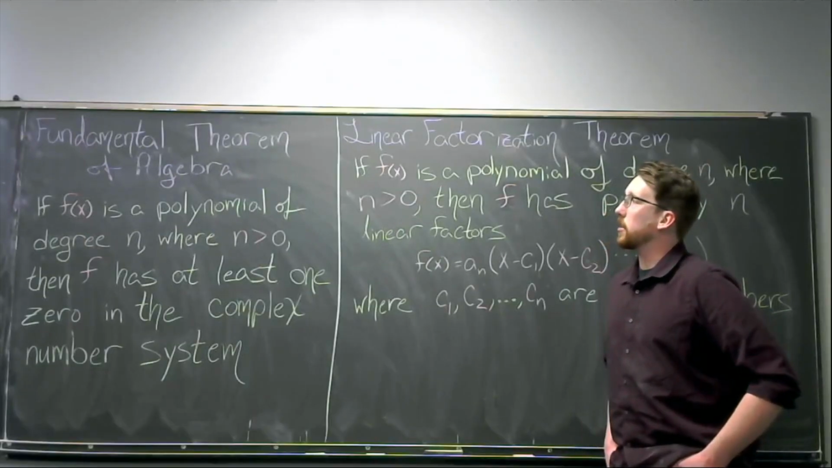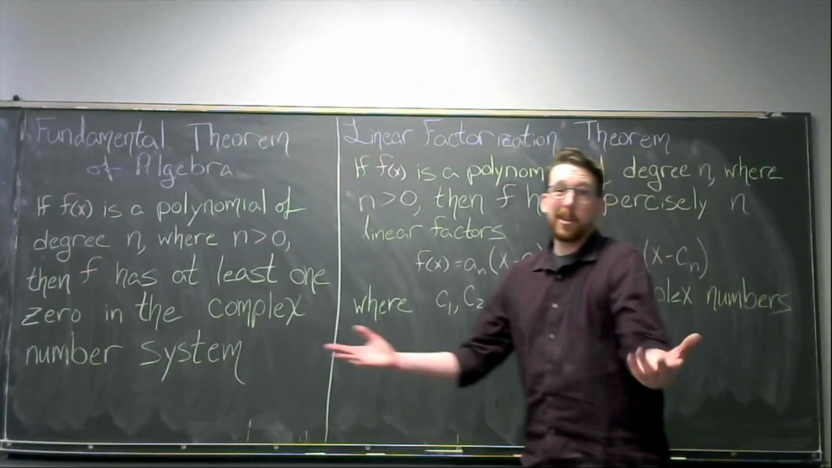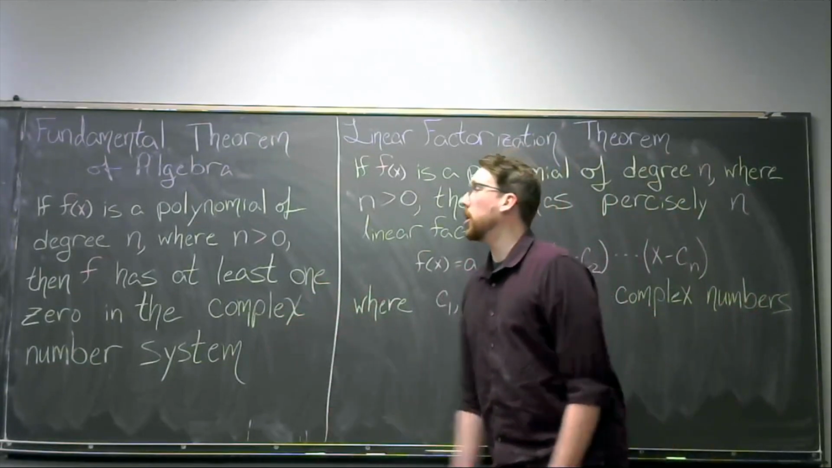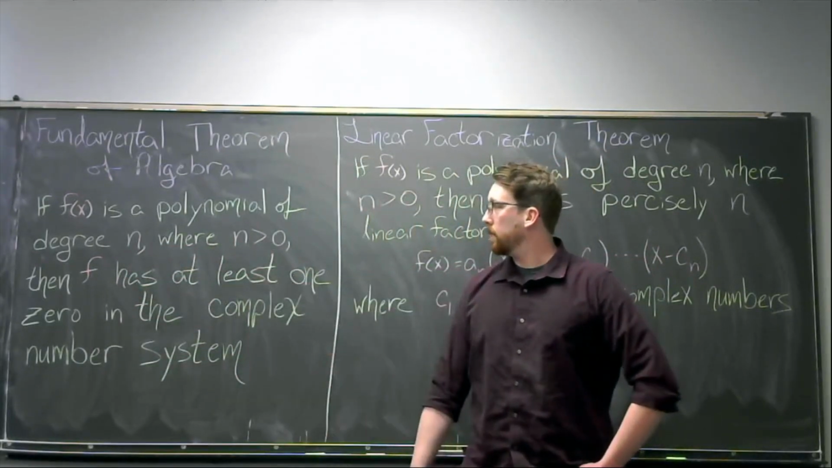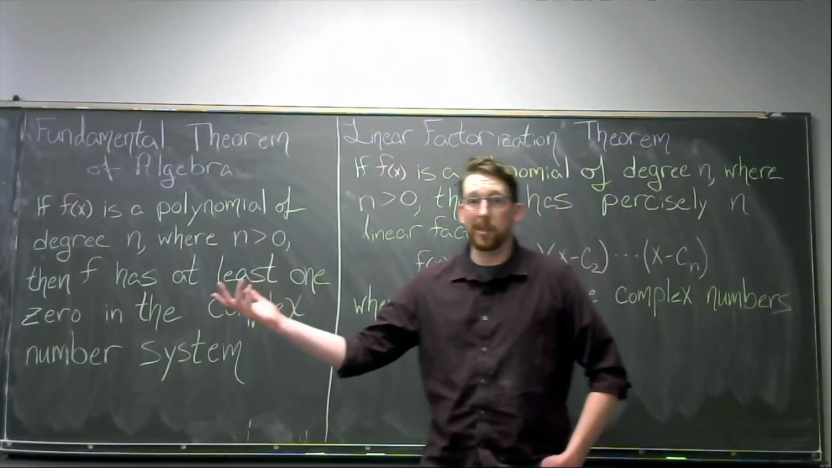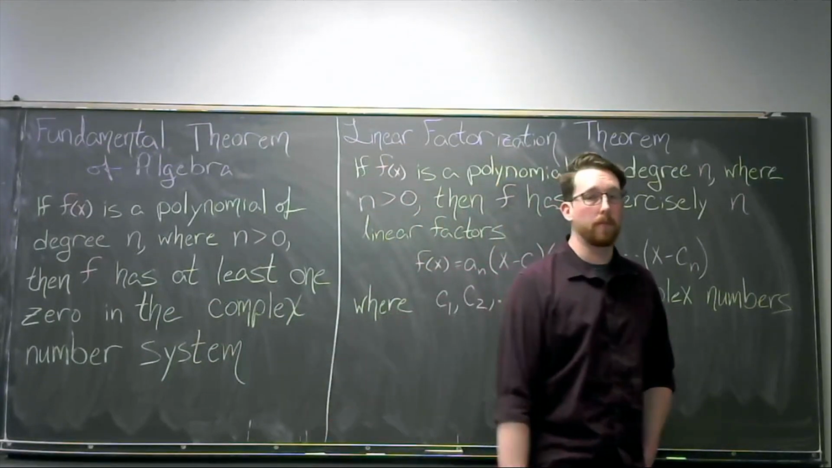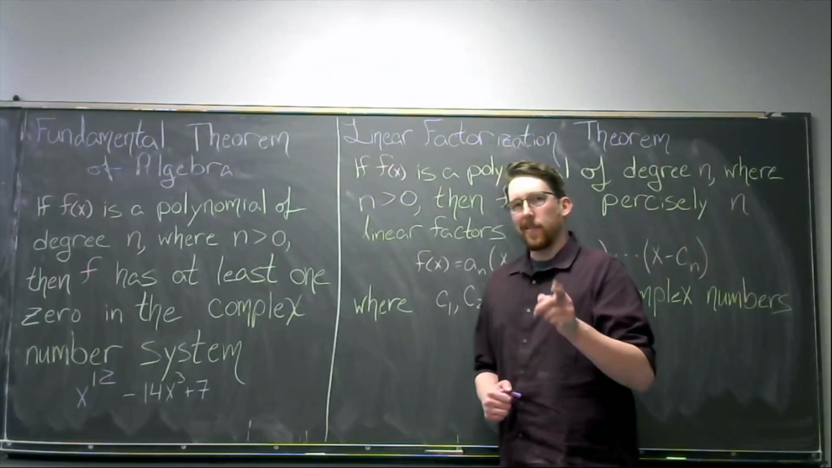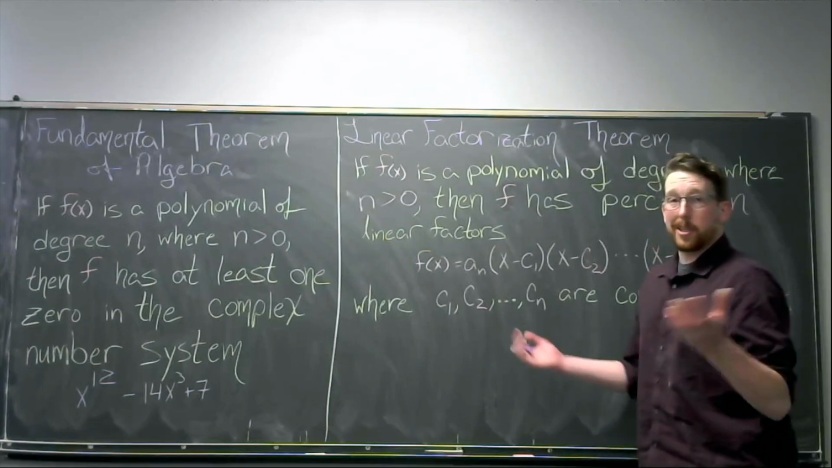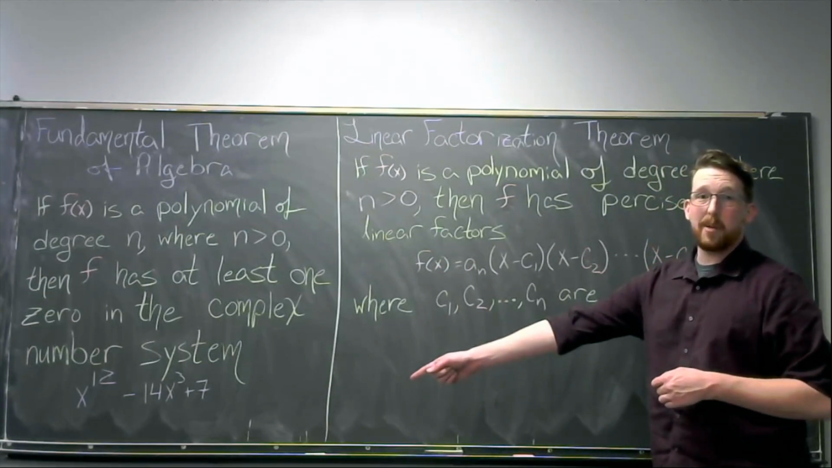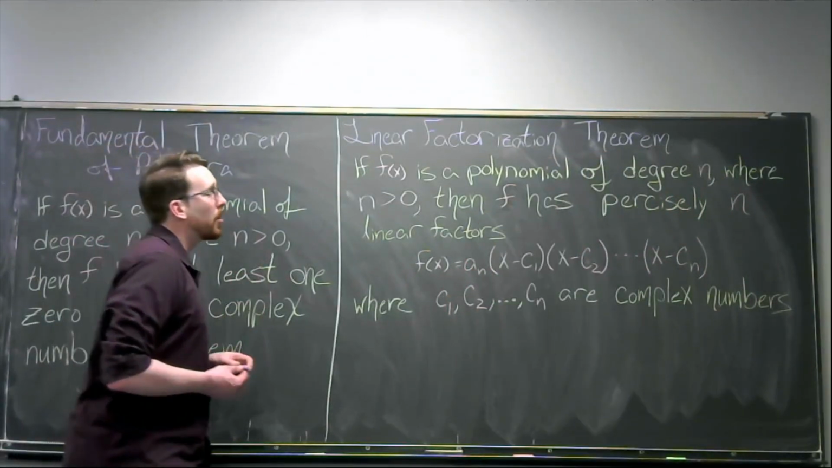The first one we've got is the fundamental theorem of algebra, which basically says that if you've got this polynomial, call it f of x, and it's of degree n, where n is greater than 0, then you're going to have at least one 0 in the complex number system. So what's a 0? Well, that's a very good question. I'm happy you asked. A 0 is just some value of x that when you put it into your function, the function comes out to be 0. The end.